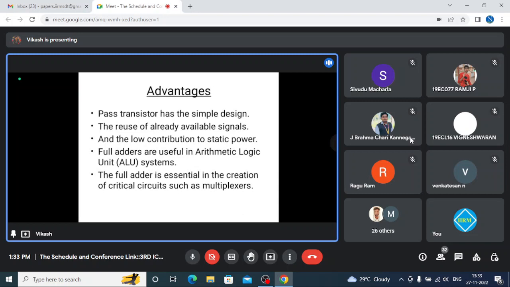The advantages of this proposed system: the pass transistor has a simpler design than a CMOS design. Already available signals can be reused in this system. And there is a low contribution to the static power. Static power is dissipation that occurs in the form of leakage current when the system is not powered or is in standby mode. Full adders are useful in arithmetic logic unit systems. The full adder is essential in the creation of circuits such as multiplexers.